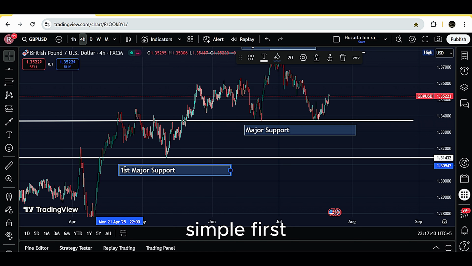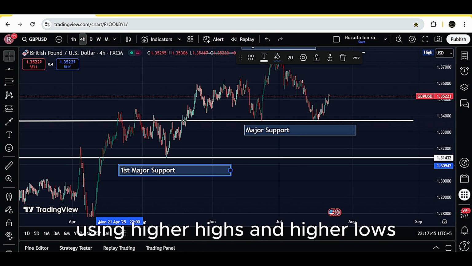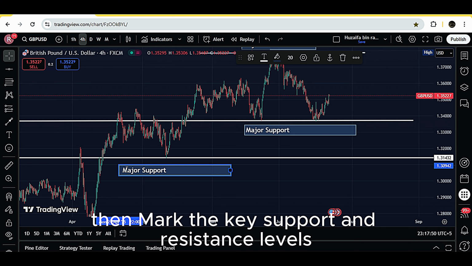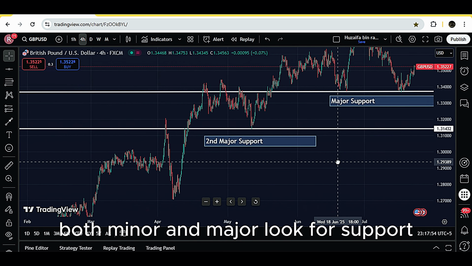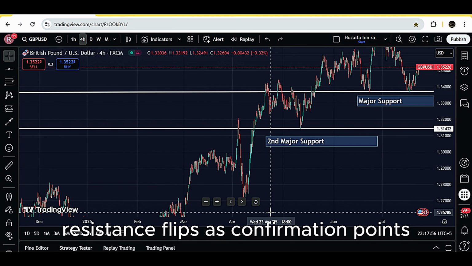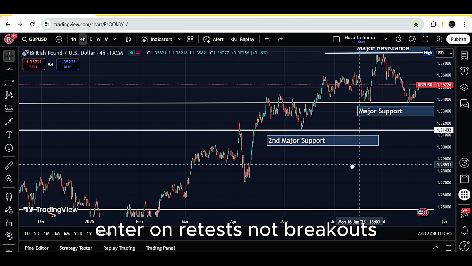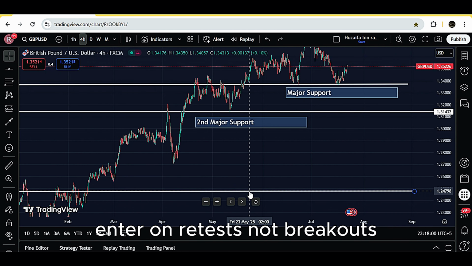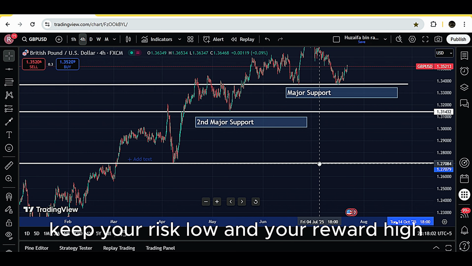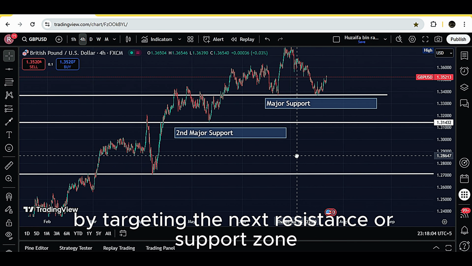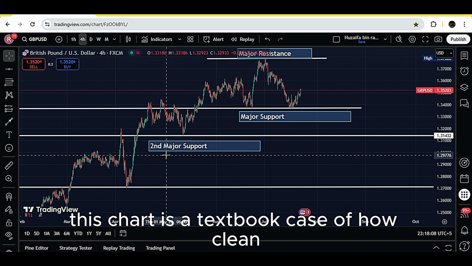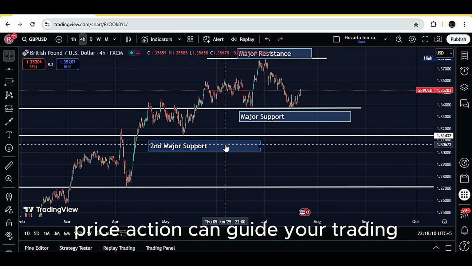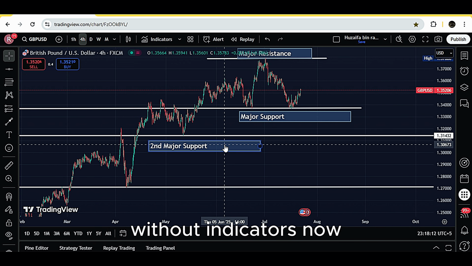Simple. First, identify the trend direction using higher highs and higher lows. Then, mark the key support and resistance levels, both minor and major. Look for support resistance flips as confirmation points. Enter on retests, not breakouts. Keep your risk low and your reward high by targeting the next resistance or support zone. This chart is a textbook case of how clean price action can guide your trading without indicators.